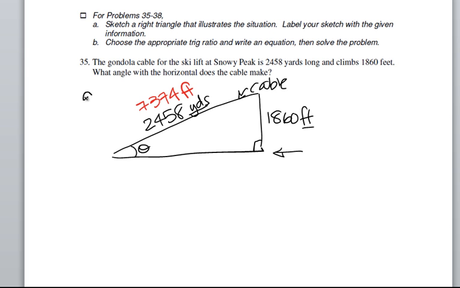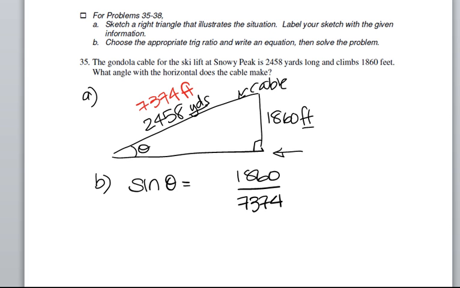Now in part B, I need to choose the appropriate trig formula. Okay, so with this theta, I know I have opposite and I have hypotenuse. So opposite over hypotenuse is sine. So my trig ratio is that sine of theta is equal to 1860 over 7,374.